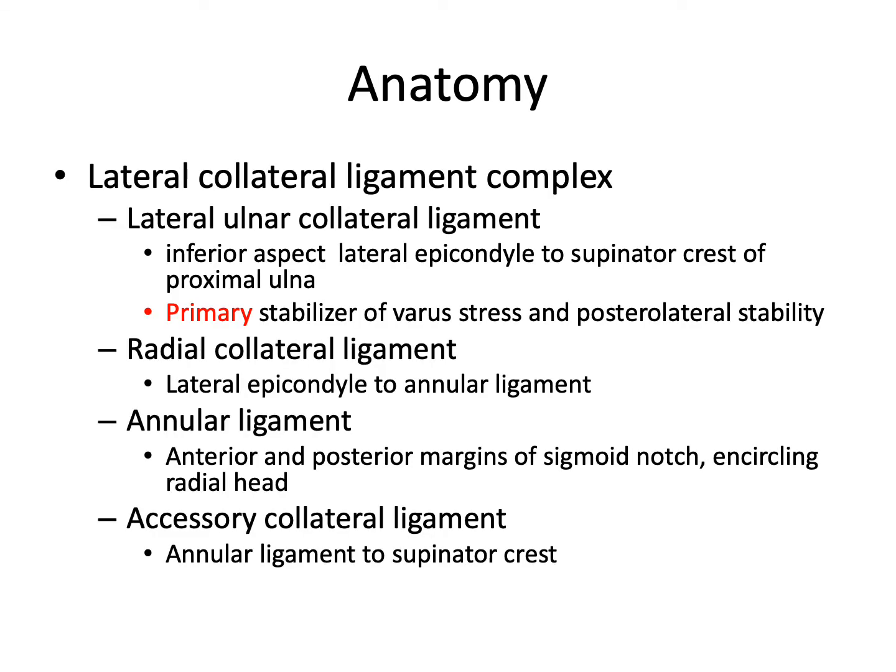In discussing the anatomy, the lateral collateral ligament complex consists of the lateral ulnar collateral ligament. This runs from the inferior aspect of the lateral epicondyle to the supinator crest of the proximal ulna and is the primary stabilizer of varus stress and posterolateral stability. The radial collateral ligament runs from the lateral epicondyle to the annular ligaments. The annular ligament encircles the radial head, and the accessory collateral ligament runs from the annular ligament to the supinator crest.